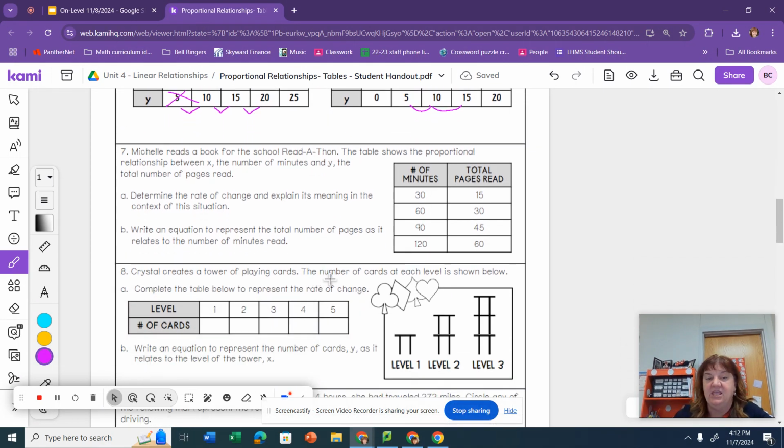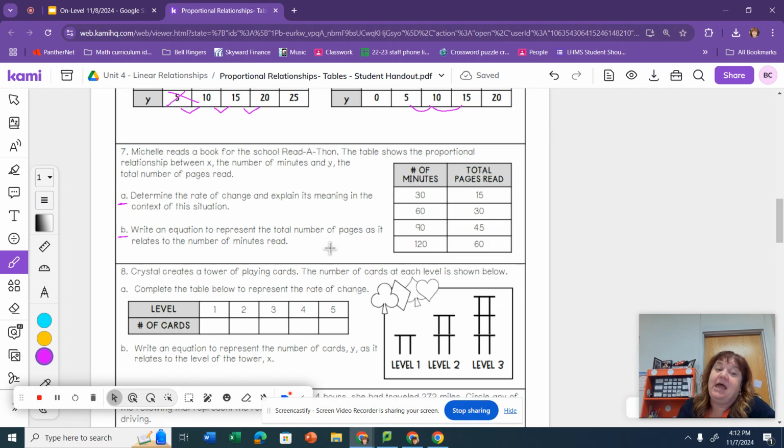How about number 7? I'm going to let you answer number 7 on your own. Let's do A first. What's my rate of change? And then B, what's my equation? Okay, how did you do? Did you get it right? I hope so.